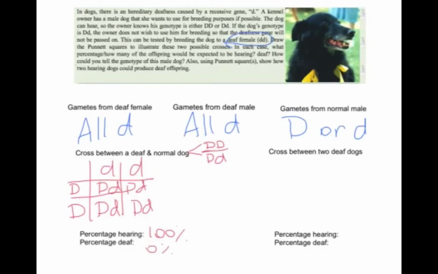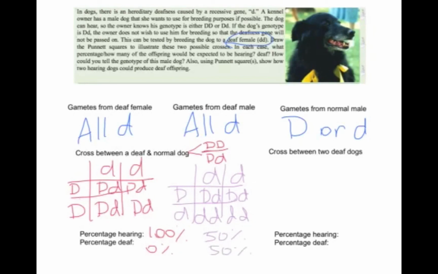Now if we're going to do our cross between our heterozygous normal dog and our deaf dog, we draw up our Punnett square, little d, and big D, little d. So big D little d, big D little d, little d little d, and little d little d. So now as a result of this cross, our percentage hearing is 50%, and our percentage deaf is also 50%.